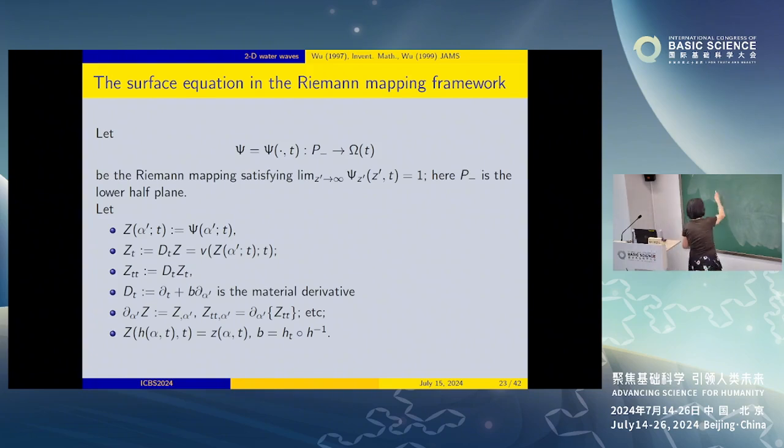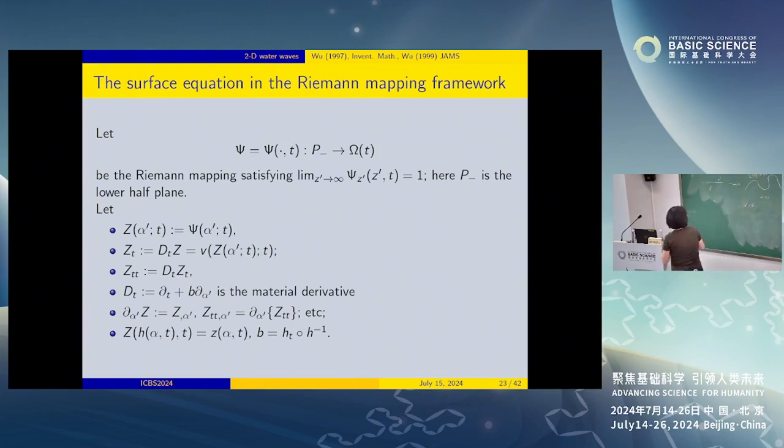So this is P minus, and this is your water wave, omega t. So this alpha prime is the variable here, and your boundary is Z prime equal to Z(alpha, t), psi(alpha prime). Okay. This alpha prime is on the line.